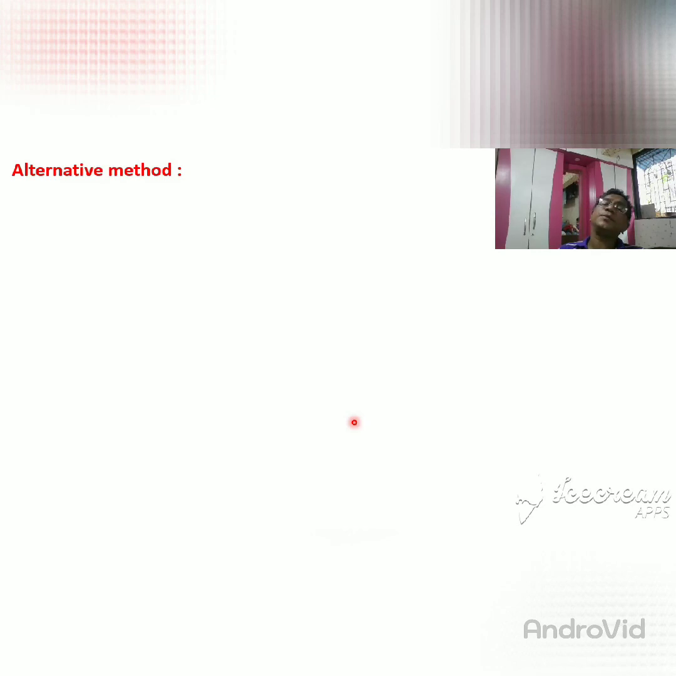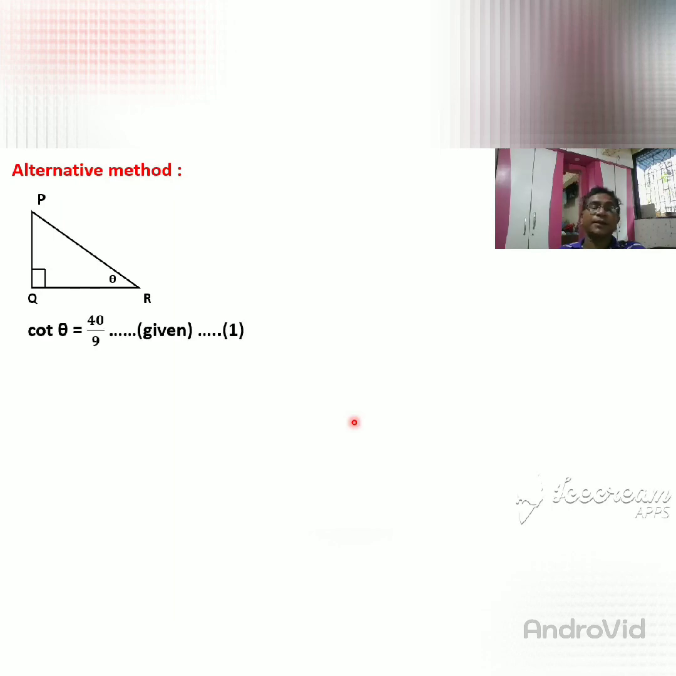Now I will show you an alternative method. In the last problem we used the PGT theorem, the Pythagoras theorem. When you use the Pythagoras theorem, it requires a right angle triangle. So first we draw the right angle triangle on this diagram. See, this is the right angle triangle P, Q and R. PQR is the right angle triangle.